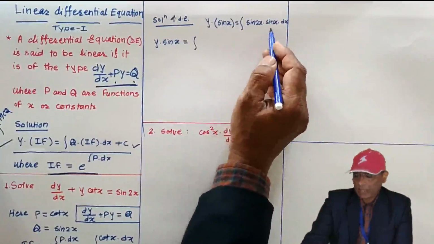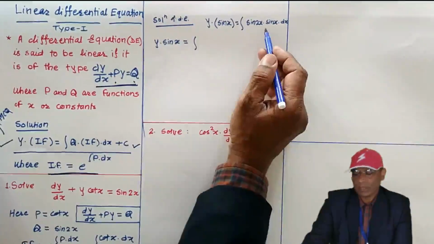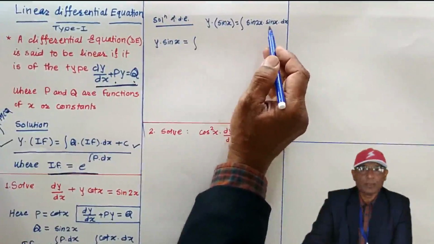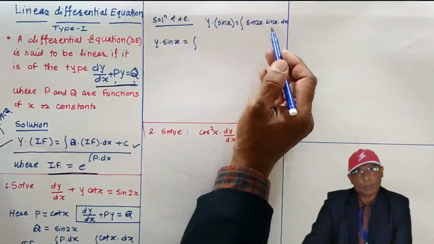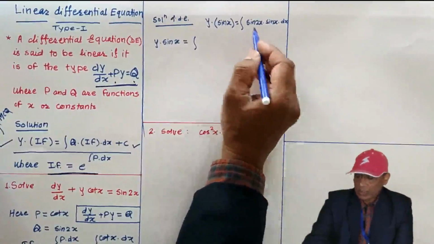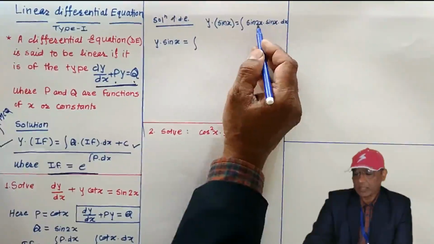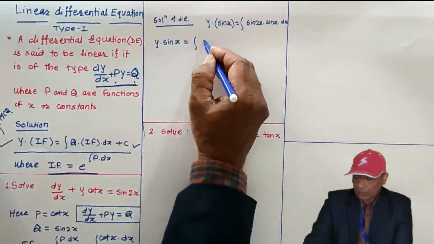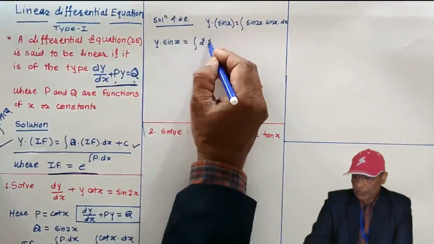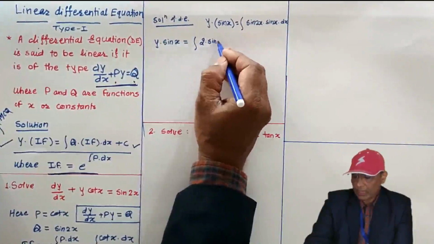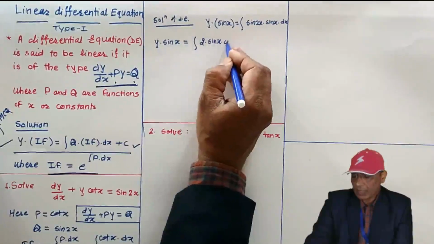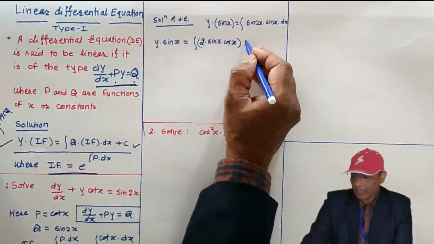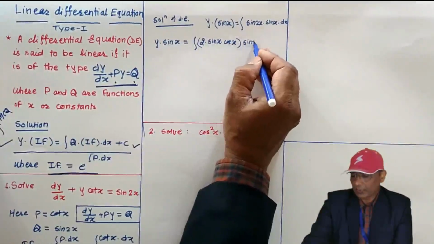Sin 2x into sin x. So you can use your way to solve this integral. You can use the trigonometric formula of sin a into sin b, and you can solve it further. Here argument is 2x, here argument is x. So I am going to bring this argument same. The sin 2x can be written as 2 sin x into cos x, and sin x is as it is.